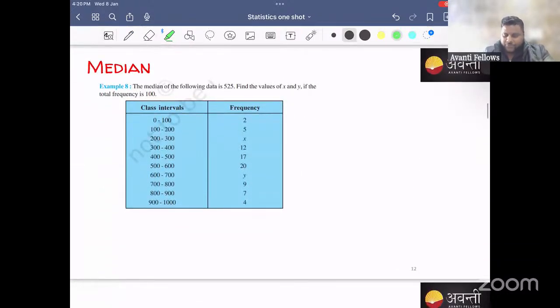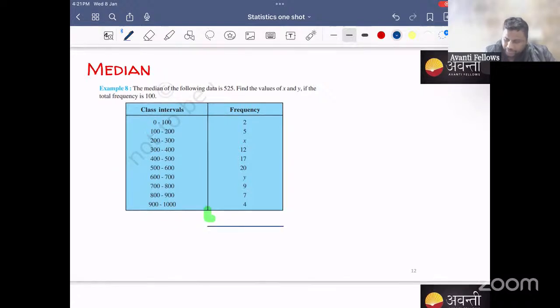The median of the following data is 525. Find the values of x and y if total frequency is 100. Now see, they are saying total frequency is 100. That means the sum of all these, the sum of this entire frequency, is 100.